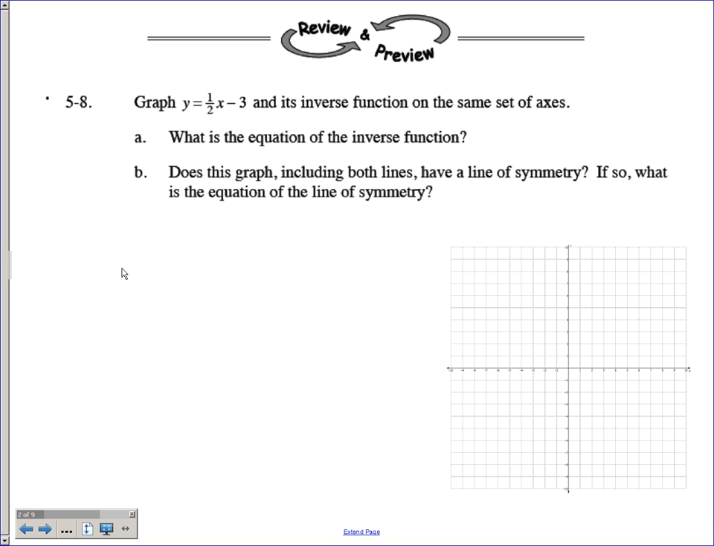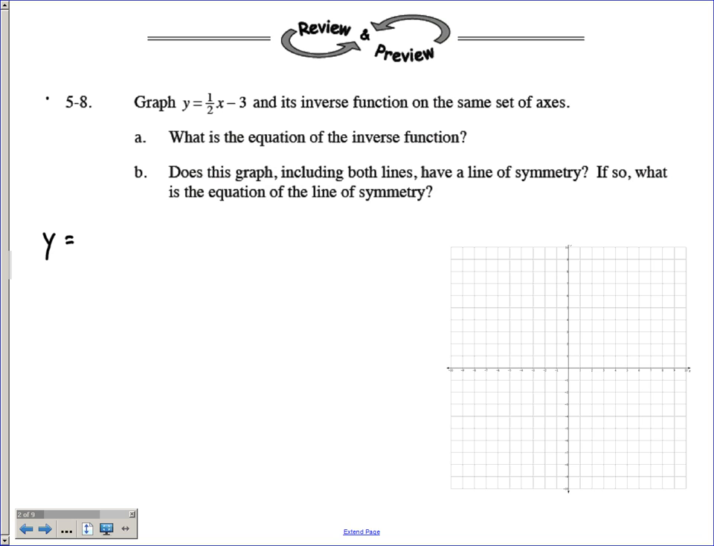All right, problem 5-8. Graph y equals 1/2 x minus 3 and its inverse function on the same set of axes. Letter A, what is the equation of the inverse function? Well, let's go ahead here and figure out what our inverse function is going to be. If we wanted to graph y equals 1/2 x minus 3, let's start out here. Let's just go ahead and write that down.